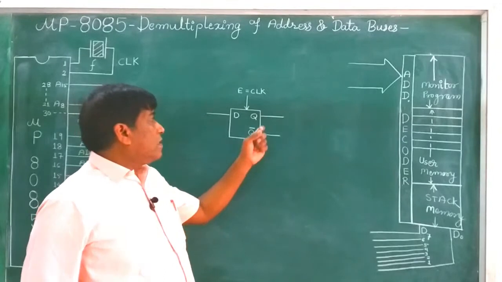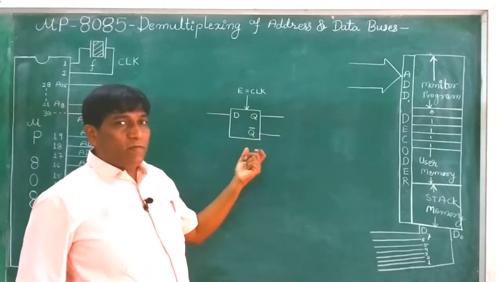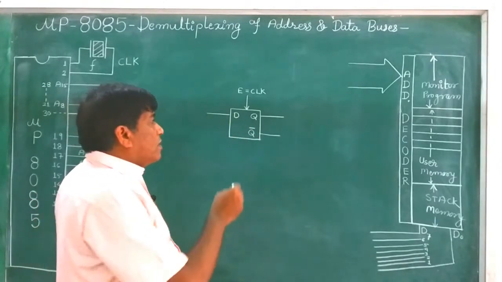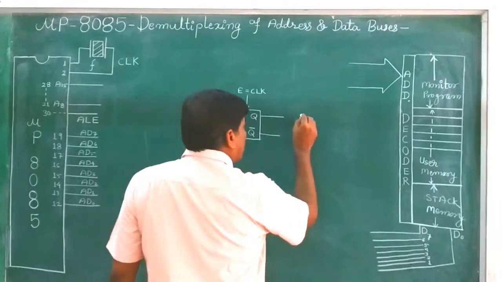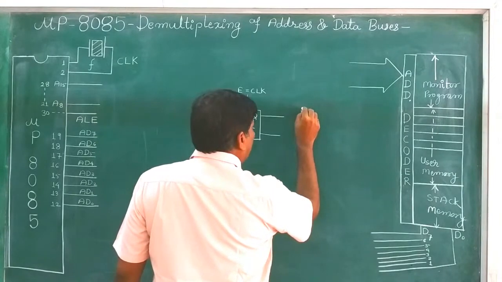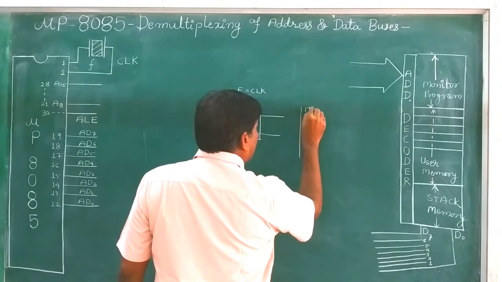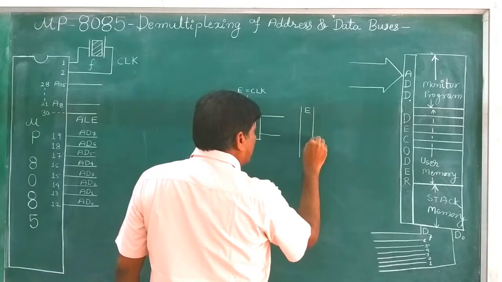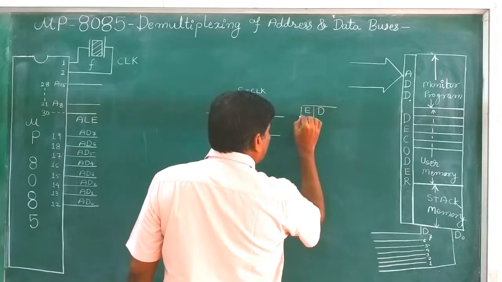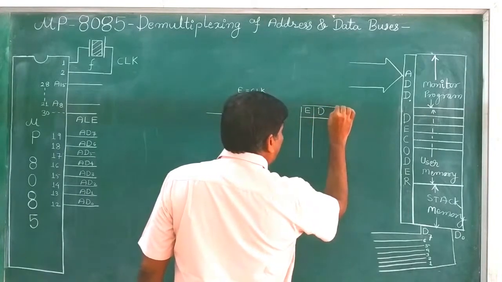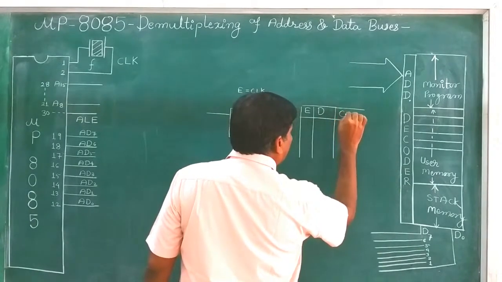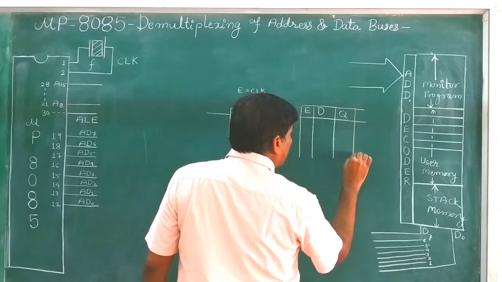Out of these two outputs we may use any one. Now what is its property? That also we must know. The property of the D latch is, if you see the truth table for this D latch, we have the enable signal, then the input signal of the D latch, and then the output signals. These output signals are Q and Q bar.